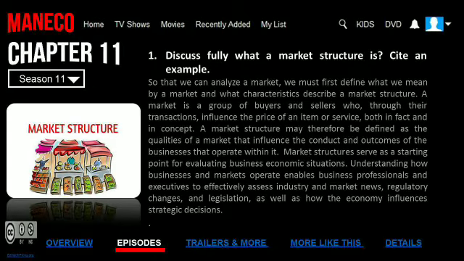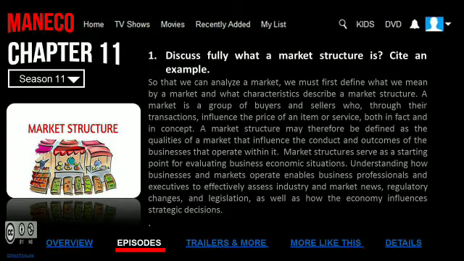Discuss fully what the market structure is. Cite an example. So that we can analyze a market, we must first define what we mean by a market and what characteristics describe a market structure. A market is a group of buyers and sellers who, through their transactions, influence the price of an item or service, both in fact and in concept.